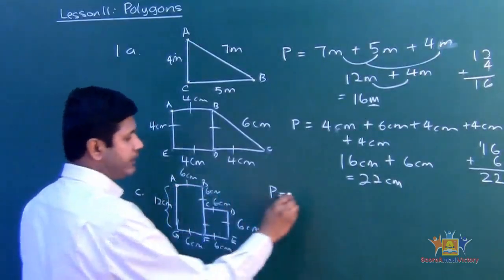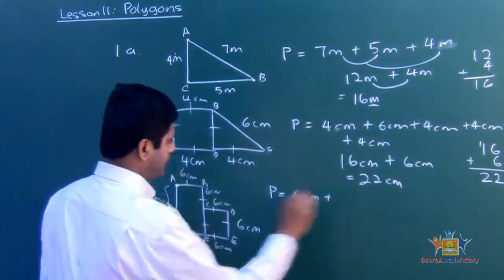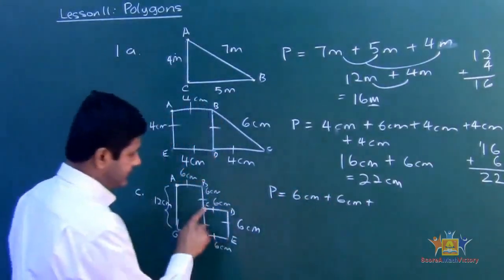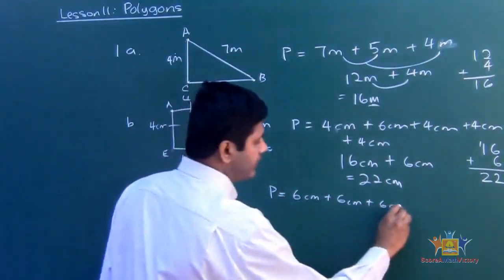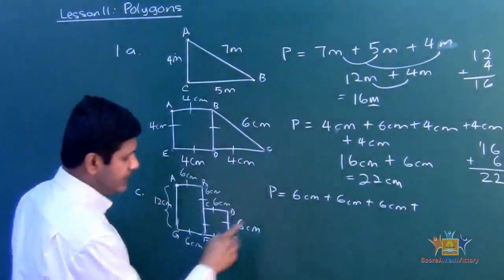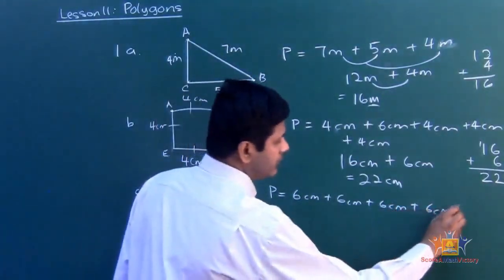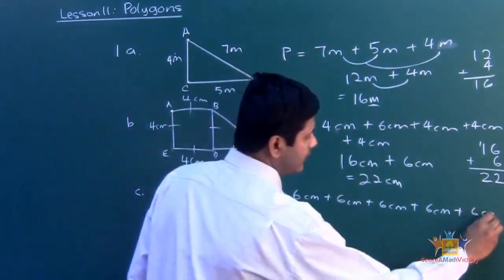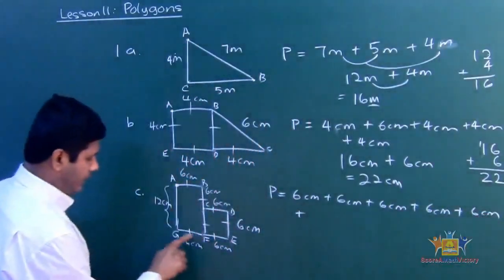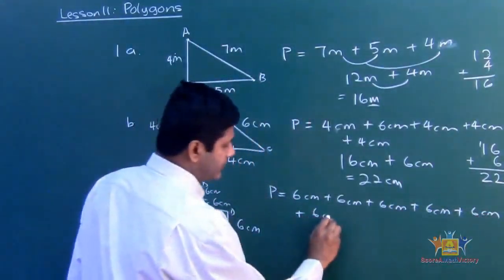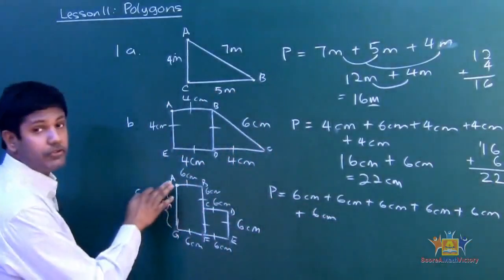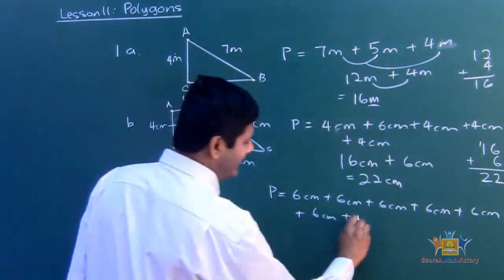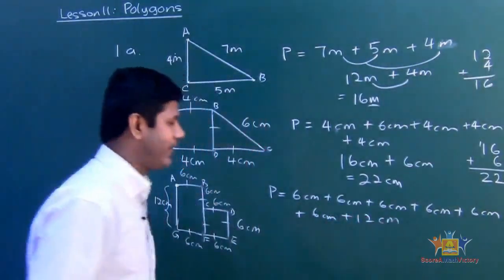A to B is what? 6 centimeters. B to C, 6 centimeters. C to D, 6 centimeters. D to E, 6 centimeters. E to F, 6 centimeters. F to G, 6 centimeters. And then G, back where you started, A, is what? 12 centimeters. Now let's find out how many 6s there are.